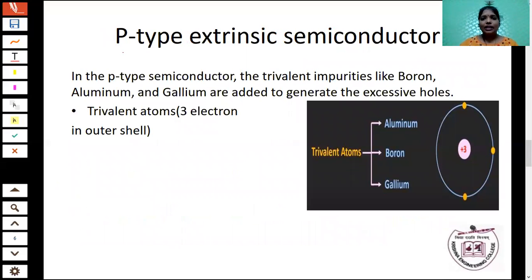First we are going to see in detail about the p-type extrinsic semiconductor material. What is the meaning of p-type extrinsic semiconductor material? It means we add trivalent impurities to the intrinsic semiconductor material. Examples for trivalent are aluminum, boron and gallium. Trivalent means the atom has 3 valence electrons in the outermost shell. Examples are boron, gallium, aluminum, etc.